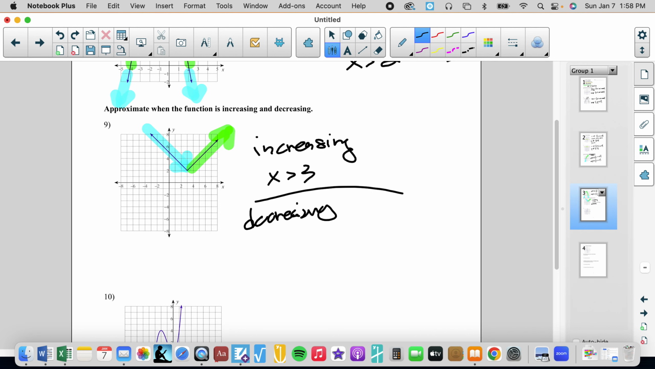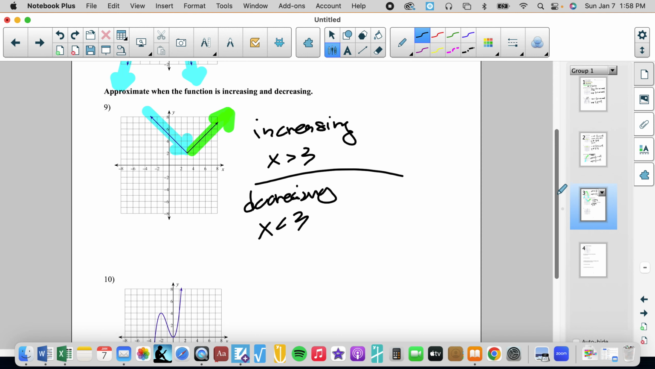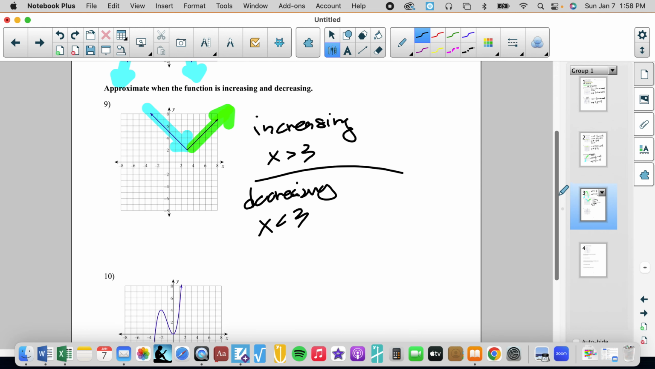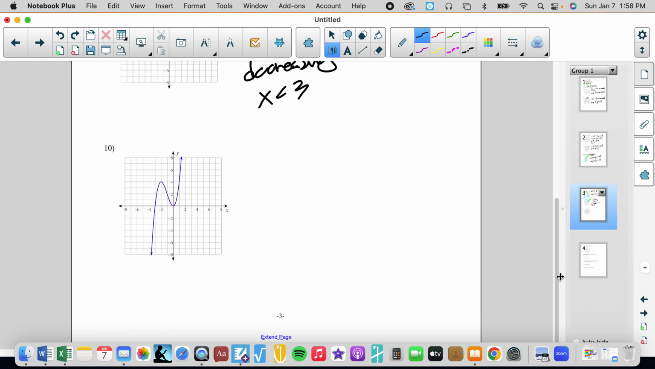So decreasing, how do we do those values? Now you're going to say x is less than 3. That's the hard part, because when we look at x is less than 3, we go right to left. But remember, I'm looking at it left to right. How do I do that? This is the most complex. That's the most challenging problem right there. And this is kind of hard too.